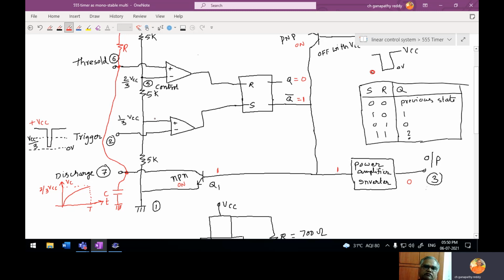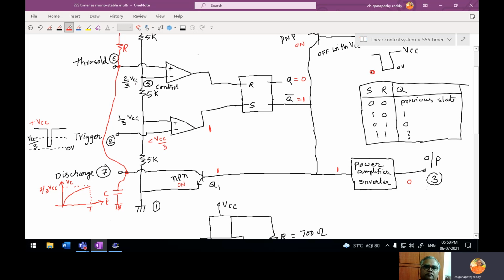So what is the voltage here? VCC by 3. What is applied to the negative? Less than VCC by 3. So here VCC by 3 or less than VCC by 3, which is higher. So this positive is higher. VCC by 3, which is connected to positive, is dominating. So output will be high. That we call a 1. This is 1.